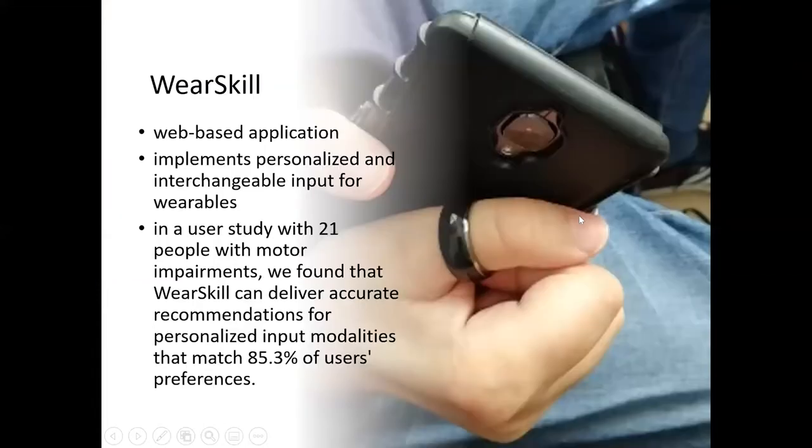Okay, so we introduced WearSkill, a web application that implements personalized and interchangeable input for wearable computing. We outline four quality requirements. WearSkill presents the engineering fields of the implementation using web technology. Evaluations with people with motor impairments show that WearSkill can provide accurate recommendations for personalized input modalities that match more than 80% of users' own preferences.